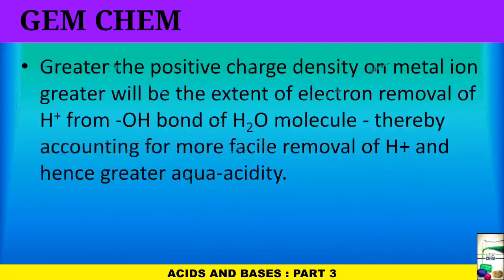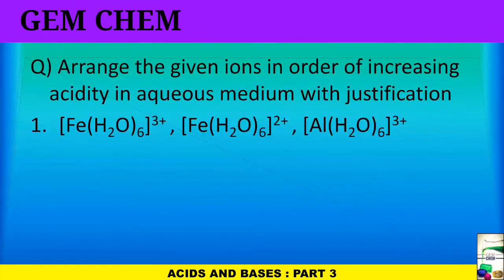Remember this. We can write it as: the greater the positive charge density on the metal ion, the greater will be the extent of electron removal of H+ from the OH bond of the water molecule, thereby accounting for more facile removal of H+ and hence greater aqua acidity. Now we will see a question which we need to solve using this aqua acid concept. We have to arrange these 3 aqua acids according to increasing acidity in aqueous medium with justification.